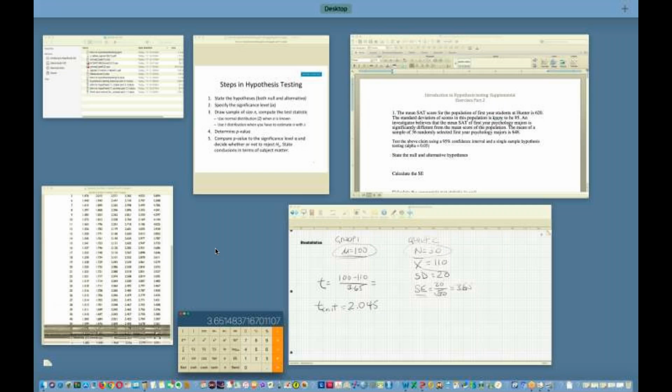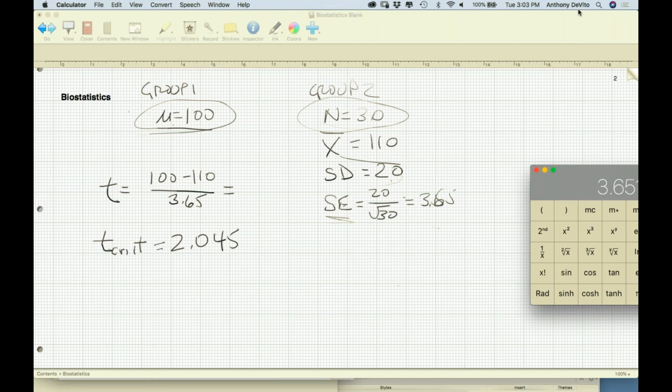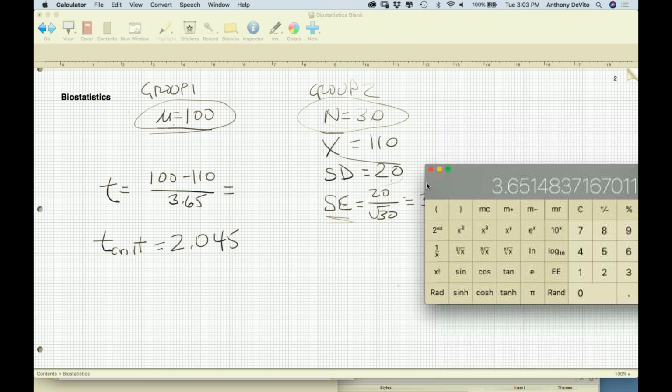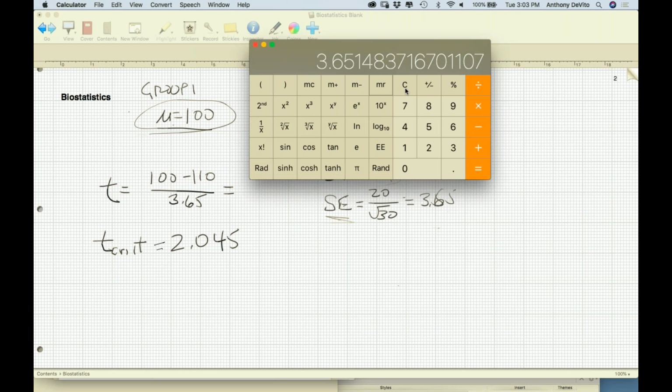Where did my calculator go? There it is. Oh, it's behind this. I can't see it. You can probably see it. I can't. It's behind this thing. Okay, so let's clear this out.